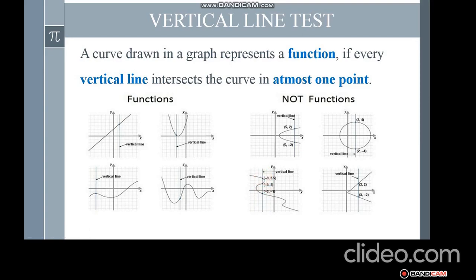So in a graph, if the vertical line touches at only one point, it is a function, otherwise it is not a function. Any equation represented in a graph is usually called a curve. So this is a curve. An equation that can be represented in a graph is called a curve.